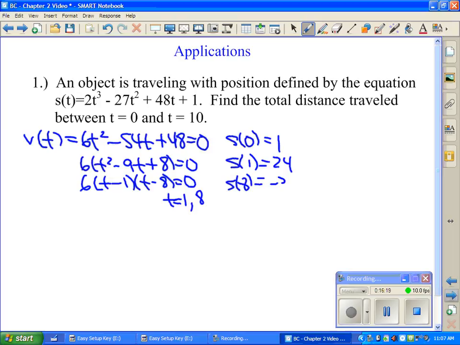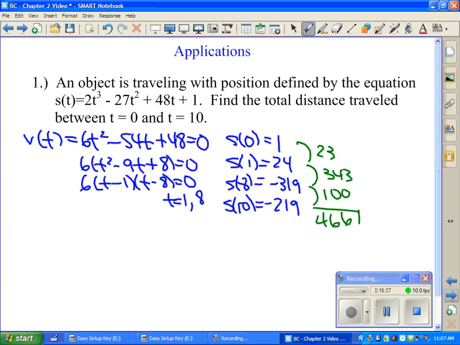Then you have to calculate the total distance traveled between each of these pieces. So 23, and then 343, and then 100 units. Add that all up, and you get 466 units being the total distance traveled. Acceleration was the second derivative, but remember both of those are instantaneous.